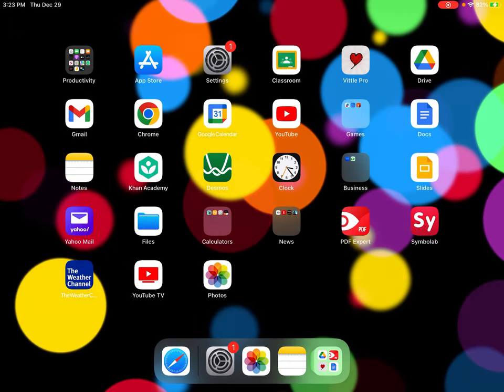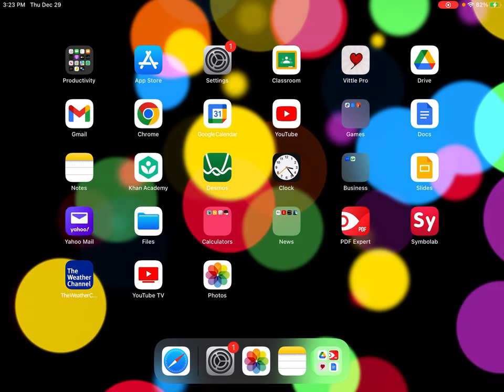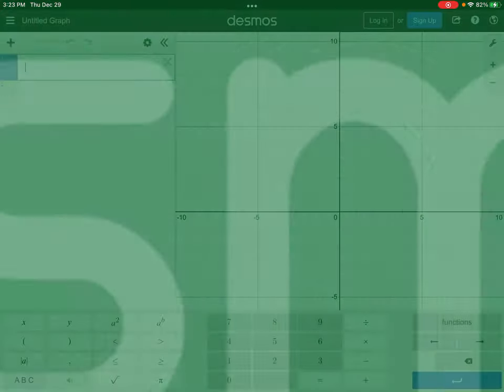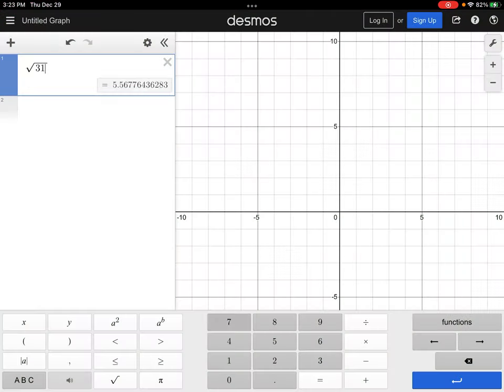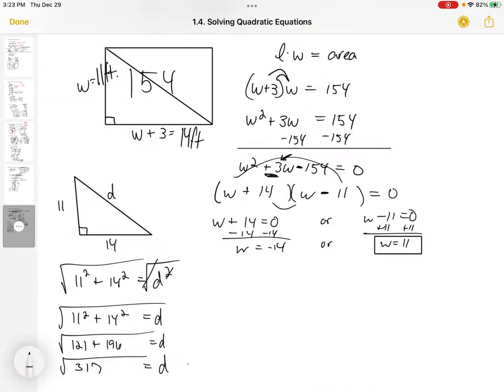So let's see if I can find a calculator somewhere around here. Sometimes I could just use Desmos. The square root of 317 is 17.804. We'll round that to 17.8. So the diagonal of the room is about 17.8 feet.